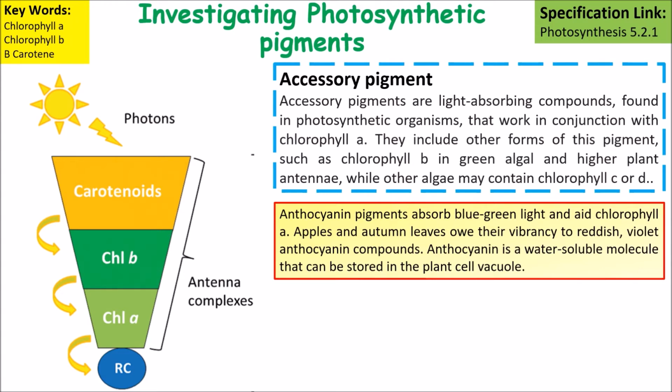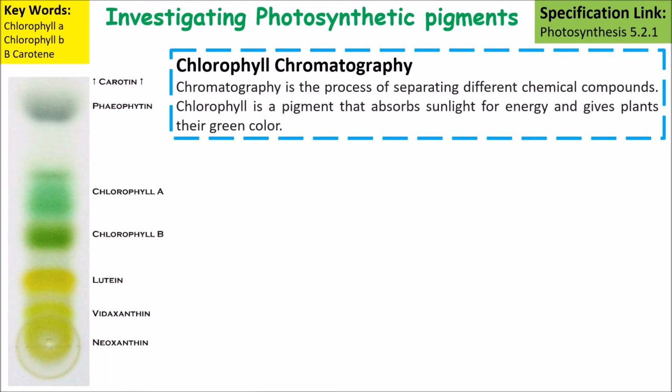Anthocyanin pigments absorb blue-green light and aid chlorophyll A. Apples and autumn leaves owe their vibrant reddish colour to these compounds.